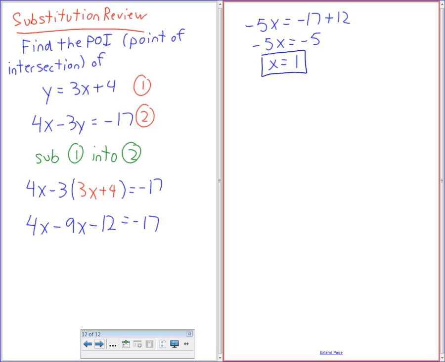Okay, we're half done. Remember, this is the point of intersection. How do we get our y value, please? And then Chan, go ahead. Substitute x equals 1. Good, okay, good. We're going to freeze there.